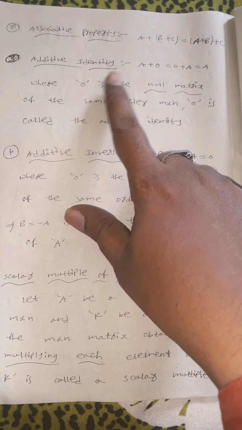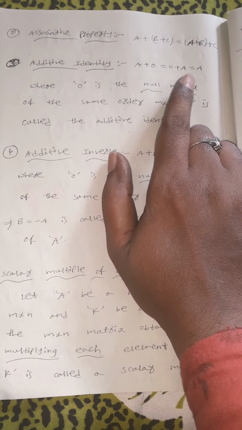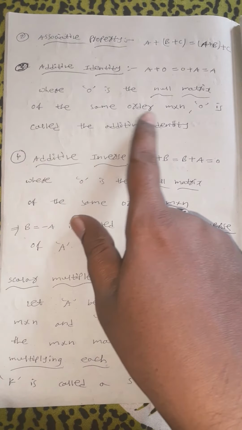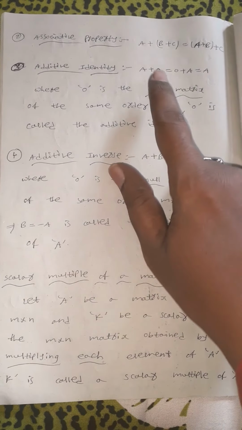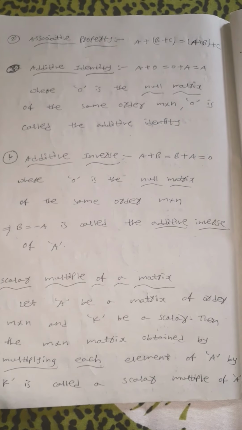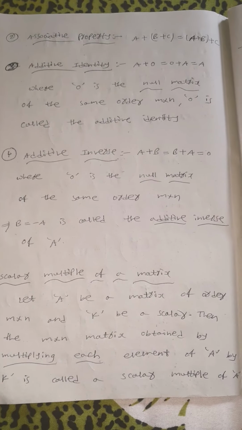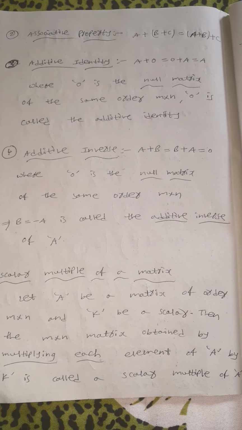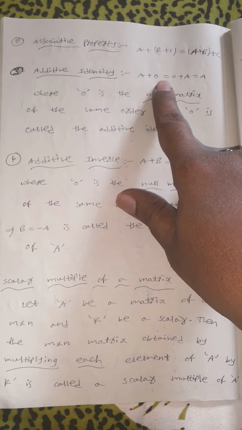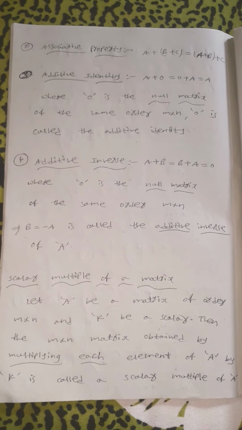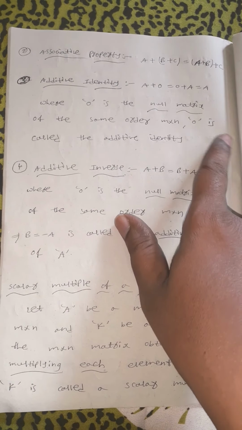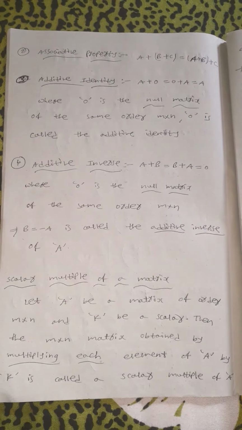Next, additive identity. A plus 0 is equal to 0 plus A is equal to A, where 0 is called the null matrix of the same order m by n. It means you can take any values here. In place of 0 you should take according to whatever order you are taking. If you are taking a 2 by 2 square matrix, you have to take 4 numbers. So here you should add with 4 zeros, 0 0 0 0, like that it will come. So the null matrix of the same order m by n, so 0 is called additive identity.